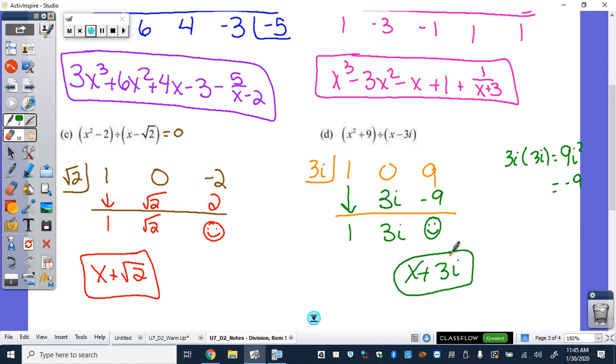Now really, there was kind of a hint that those were going to be the answers to begin with. Do you remember what we call these things? Negative radical 2 and positive radical 2. Ooh, you're close. It begins with C, yeah.